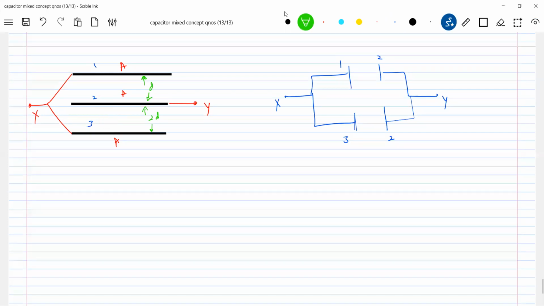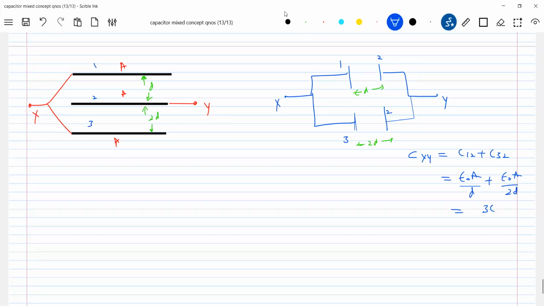Then bring in the separation. Between 1 and 2 the separation is D. Between this it is 2D. This is very important, even in SU, stress this one. So how are they connected? They are parallel. So the effective capacitance will be CXY equal to C12 plus C32. This should be epsilon naught A by D, and this will be epsilon naught A by 2D. So it is 3 epsilon naught A by 2D.